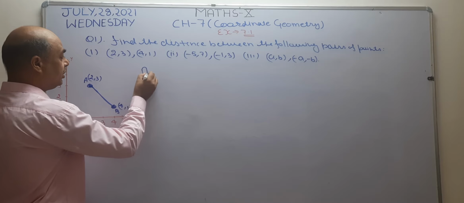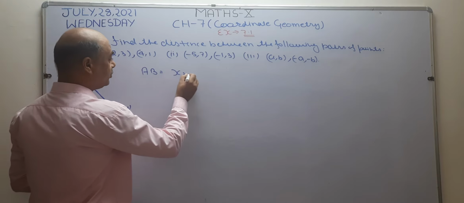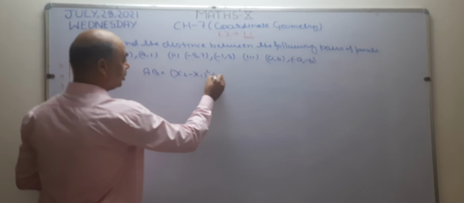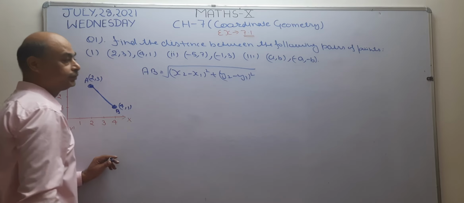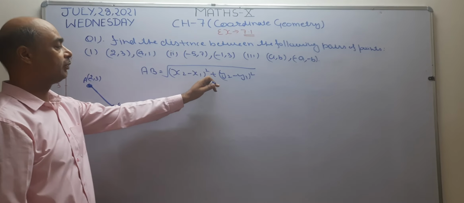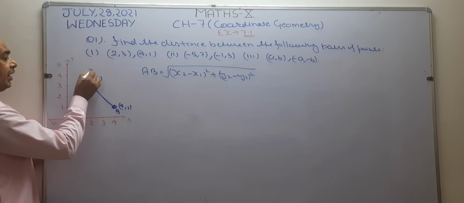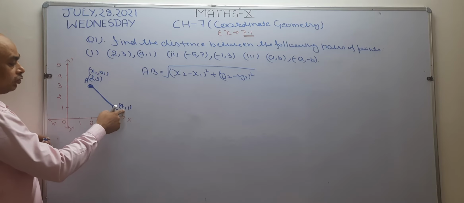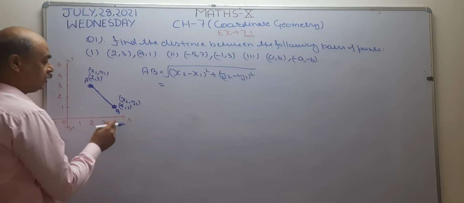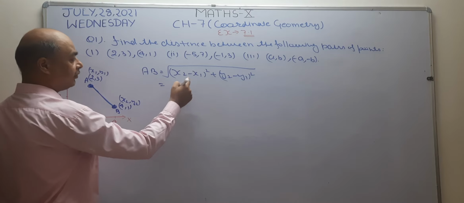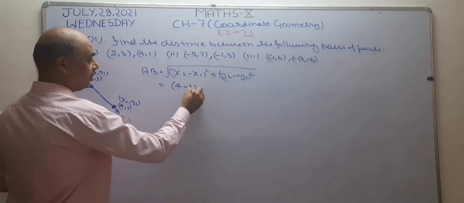So I write here AB equal to, I want to write the formula first. The formula is square root of (x2 minus x1) whole square plus (y2 minus y1) whole square. Now in this question, this point becomes x1, y1. Coordinates of this point become x2, y2. Now what is x2? 4. Write here 4. After that, minus sign is there. Value of x1 is 2. Write here 2 and its square.